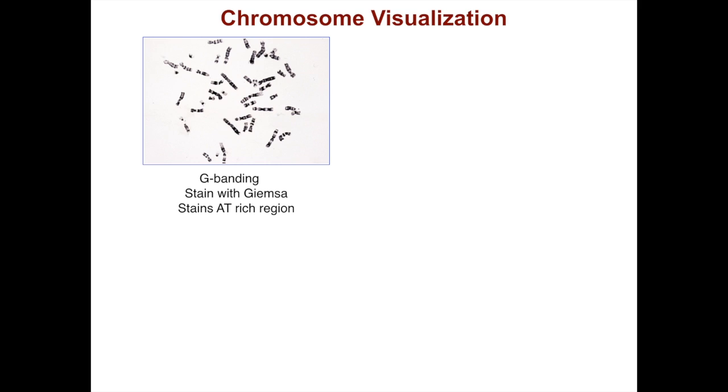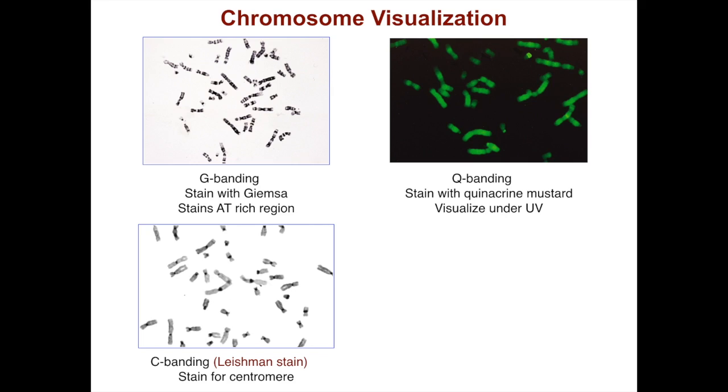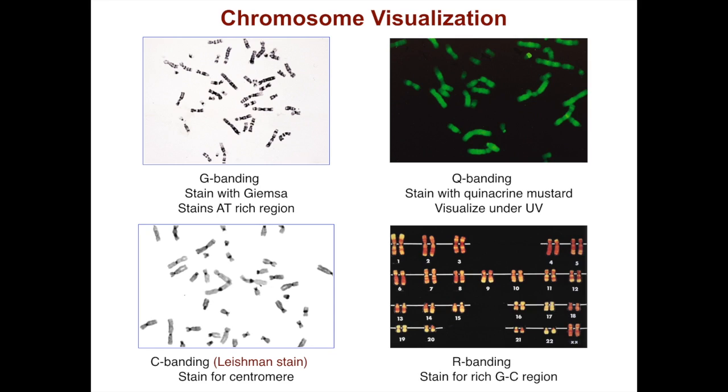To visualize chromosomes, we use different staining techniques. We can look for G banding, which stains AT-rich regions. We can look at Q banding, which stains more of the entirety of the chromosome, and this is using quinacrine mustard and visualizing the chromosome under UV light. We can use C banding, which involves the Leishman stain, and this will stain for the centromere, as you can see clearly here. And we can use R banding, which stains for GC-rich regions of the chromosome.